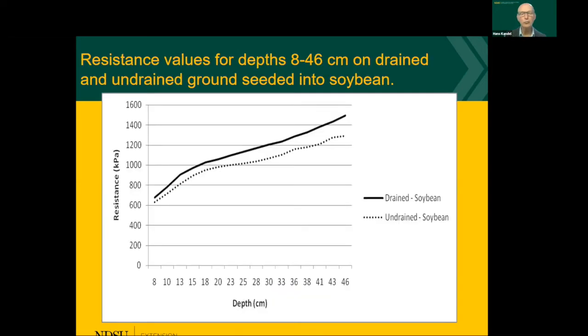So here are two graphs. On the bottom is the depth. As you push down the instrument, you get a reading for each depth. On the left, you see the resistance. So the higher the resistance, the more the carrying capacity. And I'm comparing here drained and undrained. And the drained obviously has a higher carrying capacity. So with drainage, it is not only the crop itself benefiting, but also the management. Farmers can get into their fields quite rapidly.